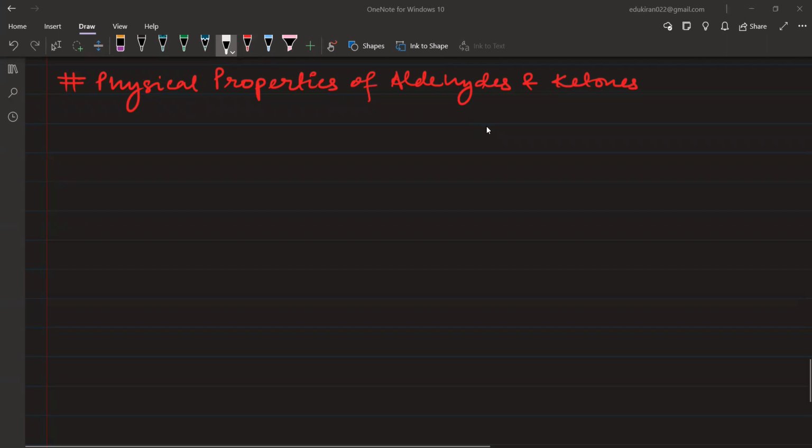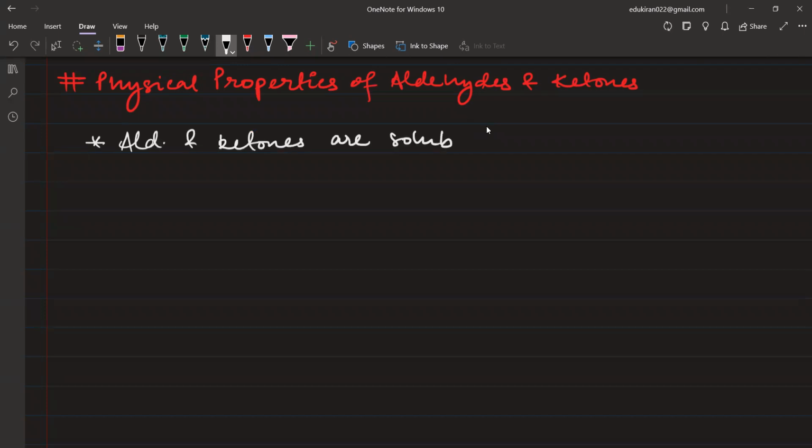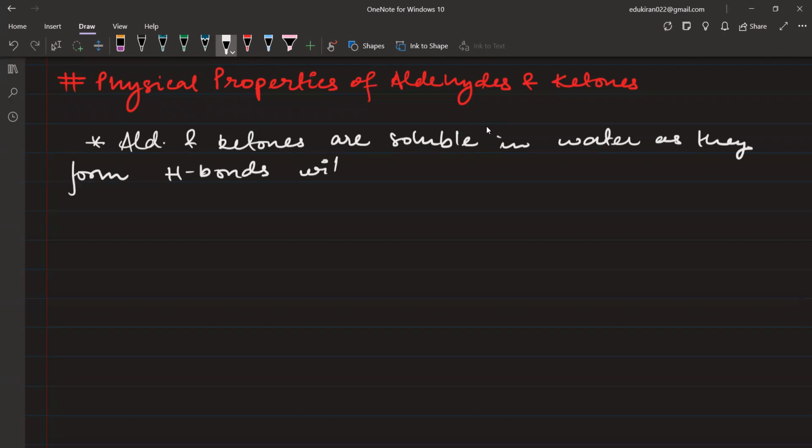Now in physical properties you will write the first point: aldehydes and ketones are soluble in water as they form hydrogen bond with water.